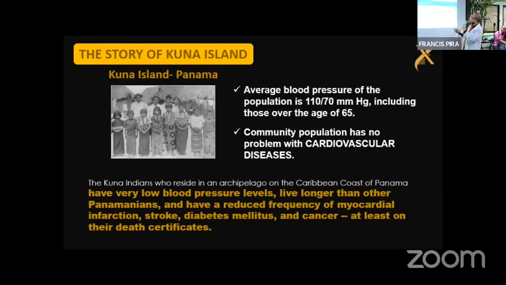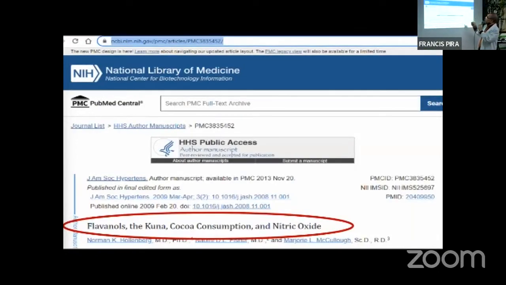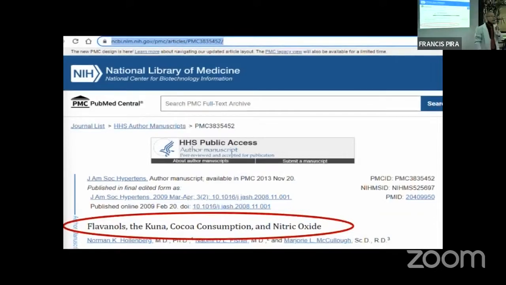Next slide, please. Okay, the National Library of Medicine has also attested to that. Because of the flavonols, the Kuna cocoa consumption, and the nitric oxide production, because the cocoa that we have is very rich in the amino acid L-Arginine. By the way, L-Arginine is an essential amino acid for infants and rats. Are you a rat?